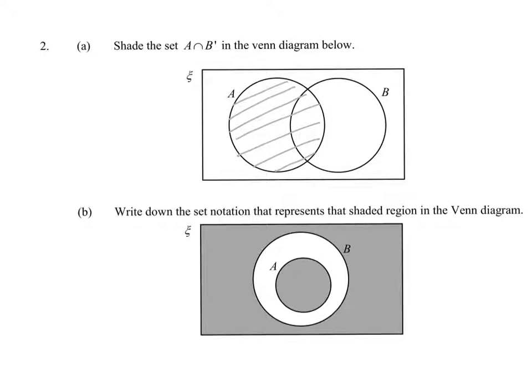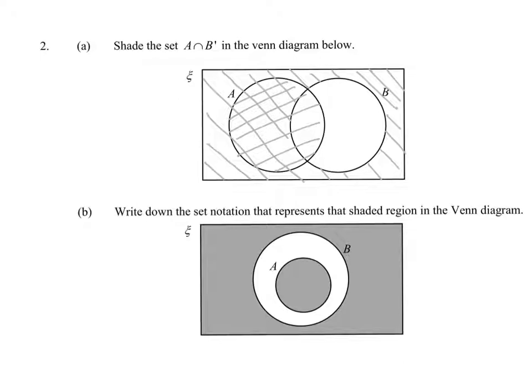Intersect B complement. B complement means everything outside B. So outside of the set B. Ignore whatever that A is. We just focus on the set that is outside of B. Then look at the portion.